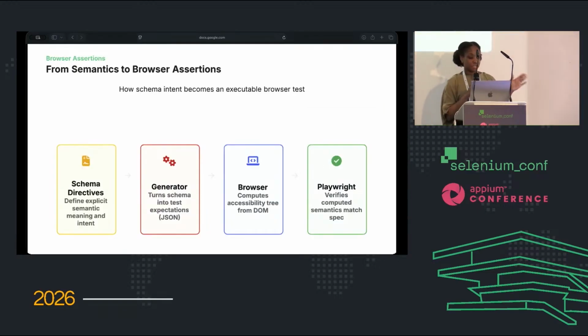Okay, so by the time we reach Playwright, GraphQL is no longer the thing that's directly tested. The browser is what we verify because that's what users experience. But the schema still matters because it's the source of truth that tells us what the browser should be exposing. So, like I said, we start off with our directives. We have some generator that turns the schema into test expectations. So whenever we go to Playwright, we say, when we're looking for said component, is this the right accessibility information that should be applied to this component? So we go to the browser, it computes or looks at the accessibility tree, and then Playwright verifies the computed semantics based on the specs.